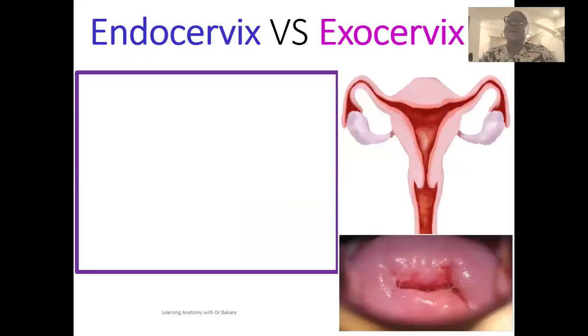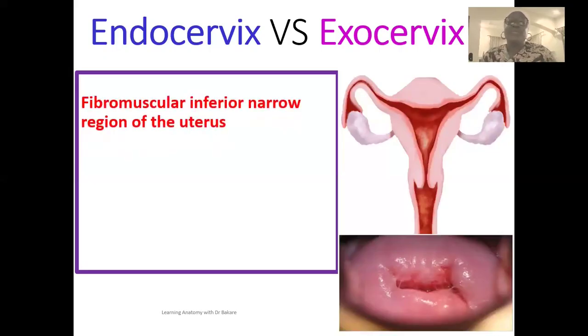Before we dive into highlighting the differences between these two sub-regions of the cervix, let's look at how these two regions are established. The cervix generally is a fibromuscular inferior narrow region of the uterus. Try to use this image by the side. This is where we have the cervix here carved out in green. It is the inferior narrow region of the uterus.